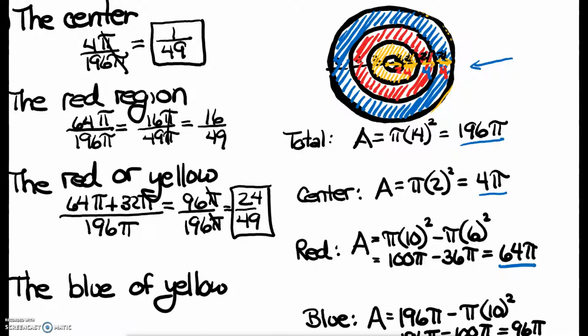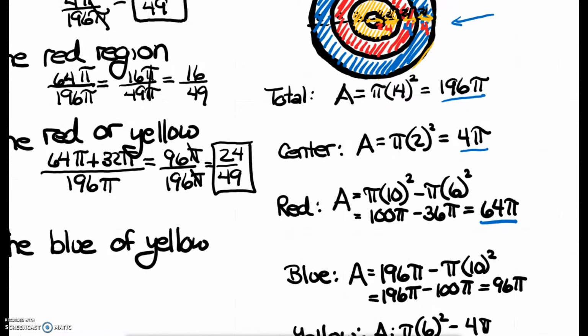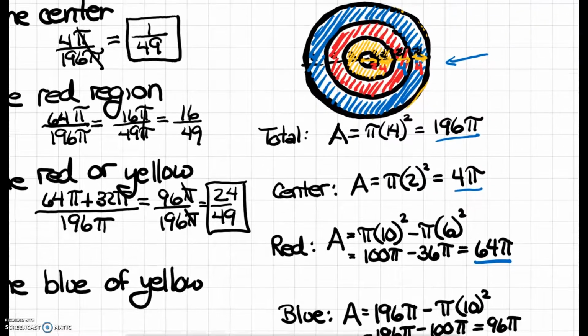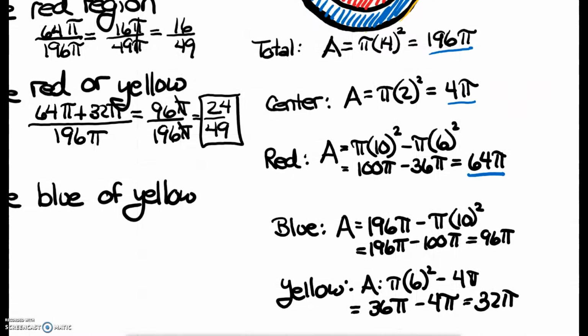Then lastly, I did the blue. Well, I think I did the yellow as well, but the blue, I did the outside of the big circle, which I already calculated to be 196 pi, and I subtracted the area of the red circle. Oh, did I do that right? The red circle had a radius of 10, so I subtracted 10 squared pi from 196 pi to get 96 pi.